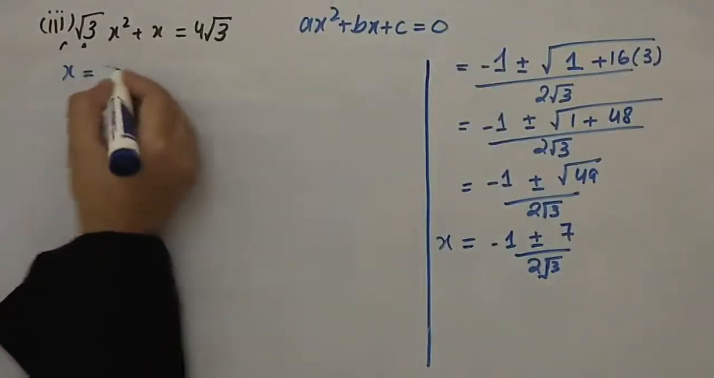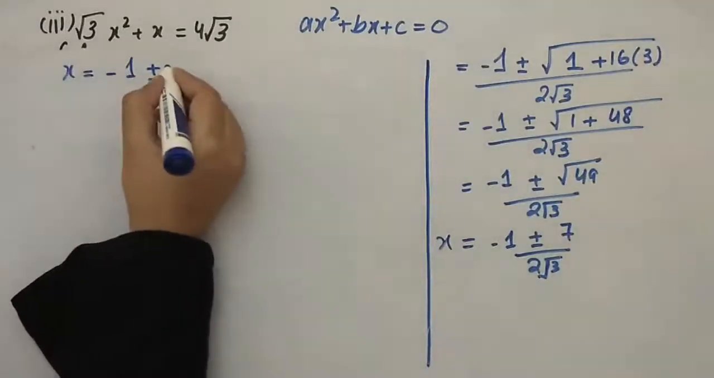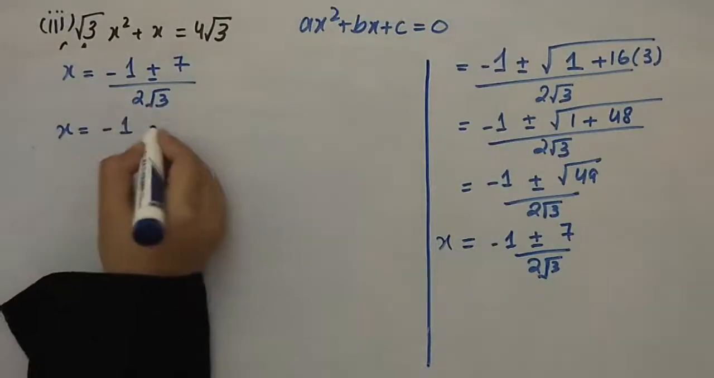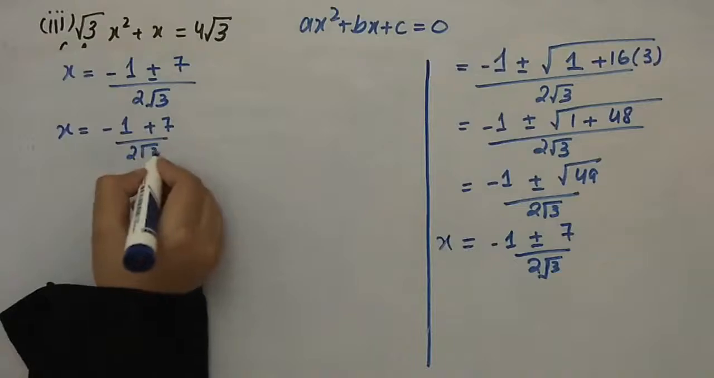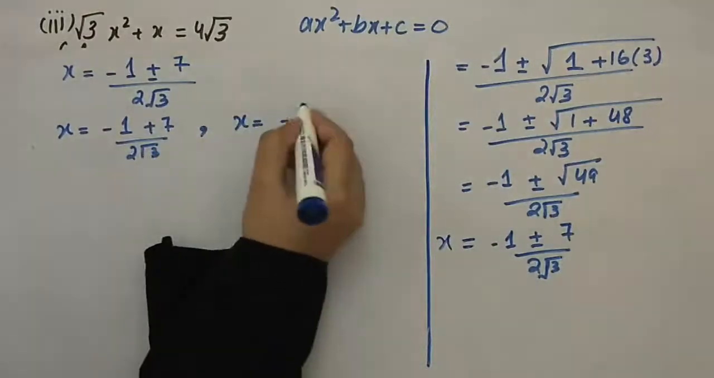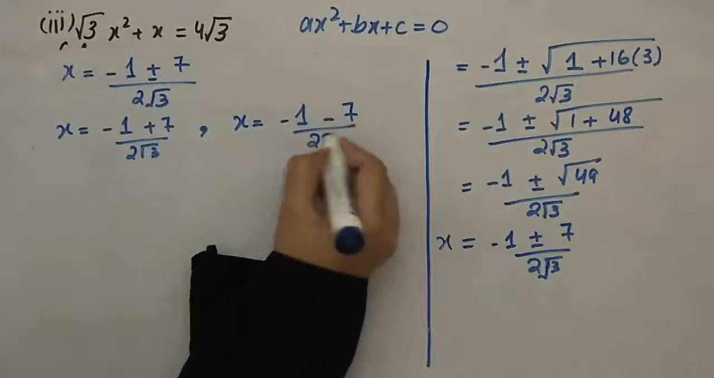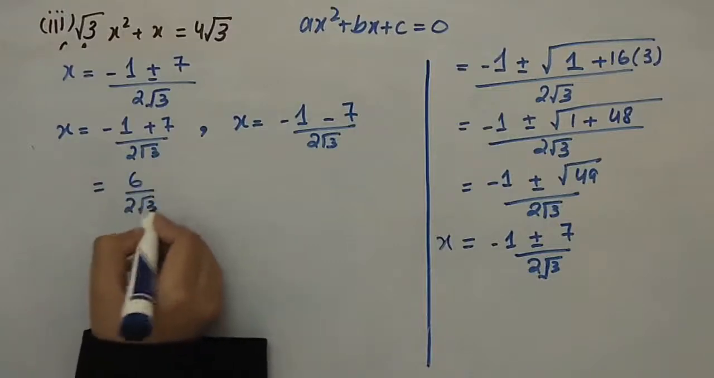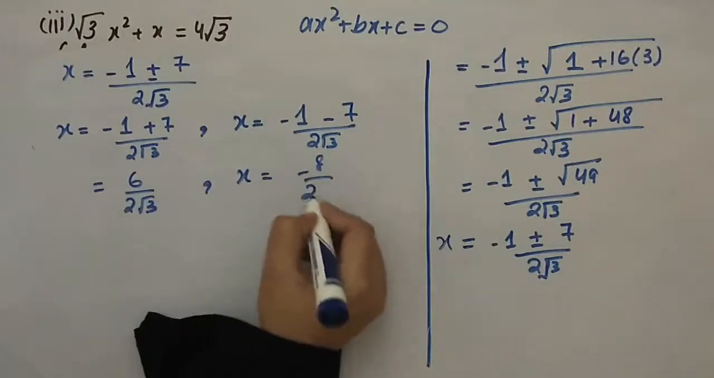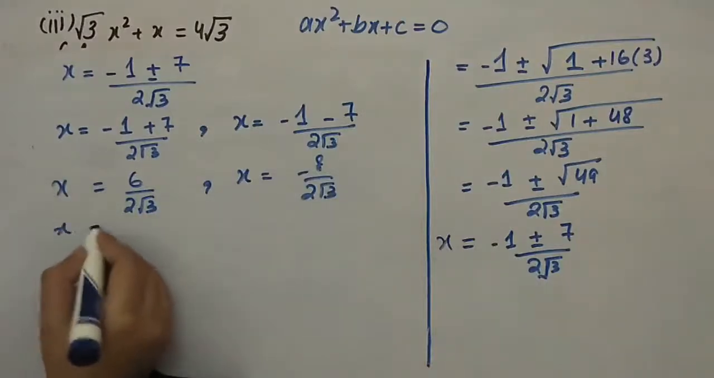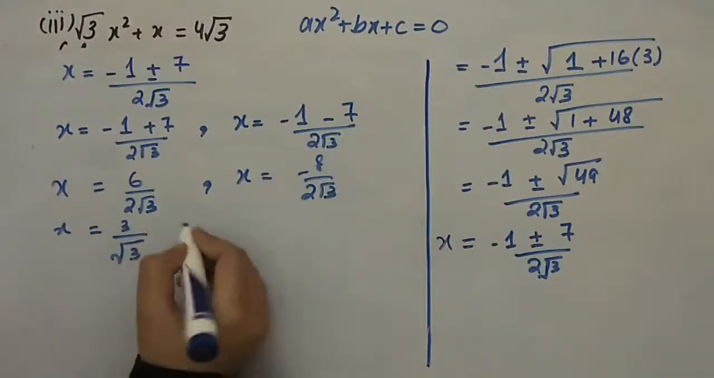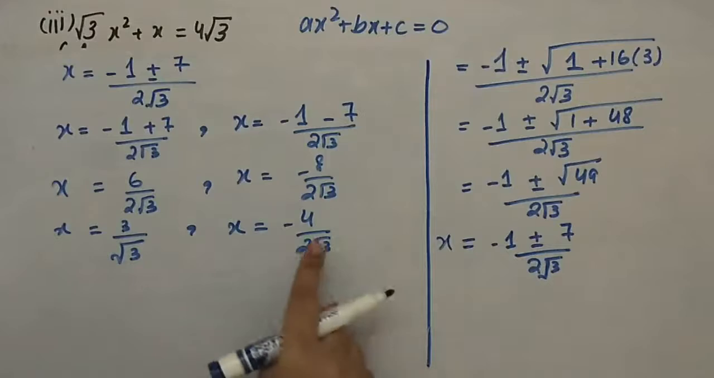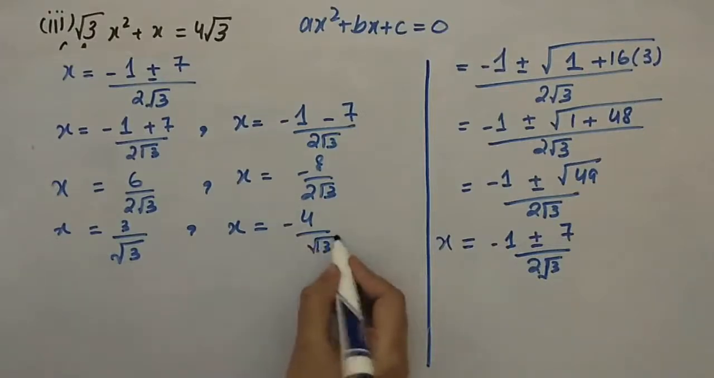So here we have x is equal to -1 plus -7 over 2 under root 3. Clear? So separate it, -1 plus 7 over 2 under root 3, comma, x is equal to -1 minus 7 over 2 under root 3. Clear? Plus minus minus 7 minus 1 is 6. 6 over 2 under root 3 minus 8 over 2 under root 3. 2 3 the 6, so 3 over under root 3. 2 4 the 8, 4 over under root 3.